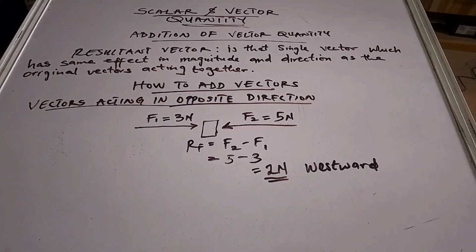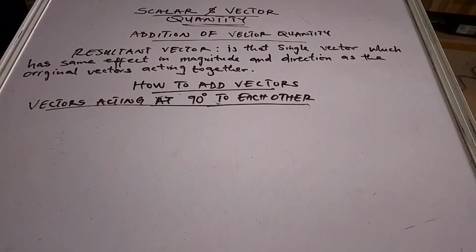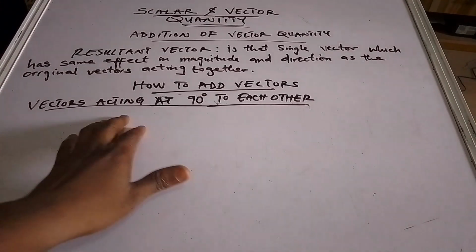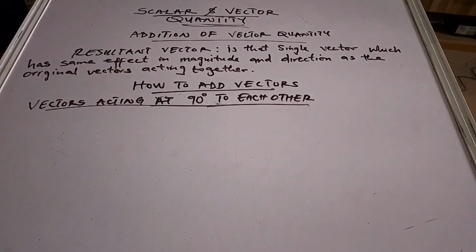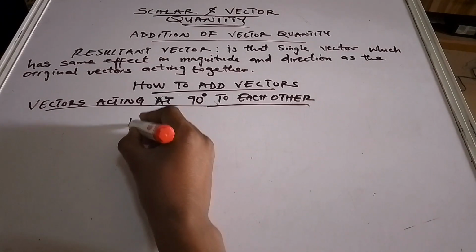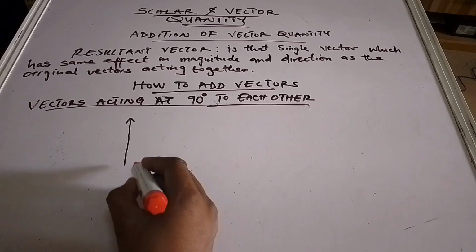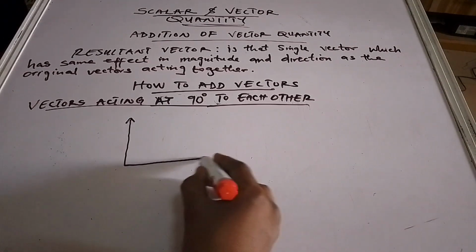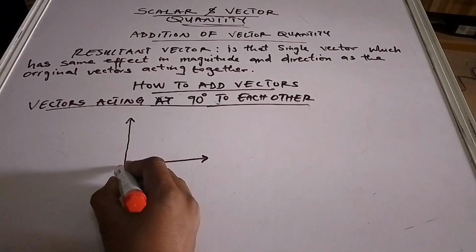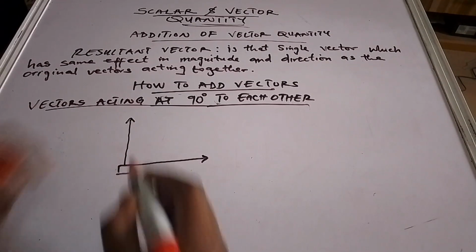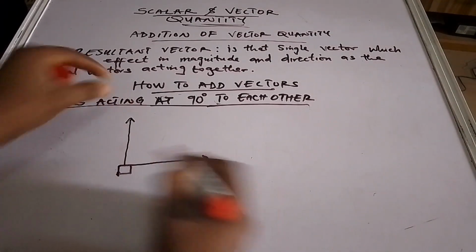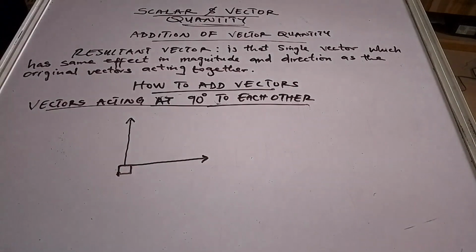Let's look at another case, which is case 3. Let's look at this case 3 now: when vectors are acting at 90 degrees to each other. Let's say we have this first vector, vector 1, and then we have the second vector, vector 2, and they're acting on this object. This one is pulling the object in this direction, while this one is pulling the object in this direction.